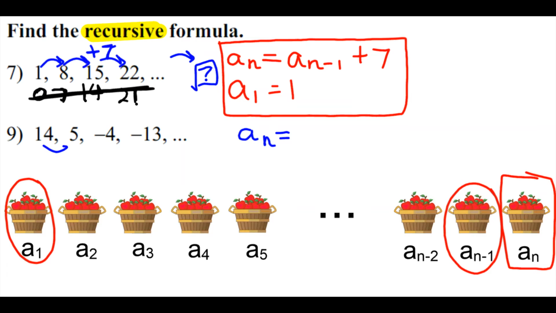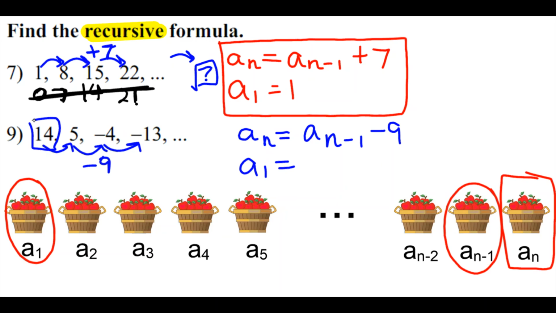So look at the next example. From 14 to 5 to negative 4 to negative 13. Looks like they're subtracting 9, right? So the recursive formula is An minus 1, and then subtract 9. Second part of this recursive formula, you have to tell me where we start. A1, that's the first bushel of apples. A1 is just this first number, 14.